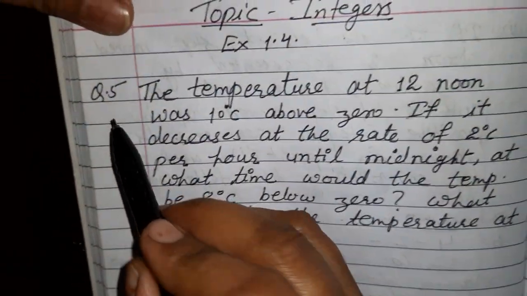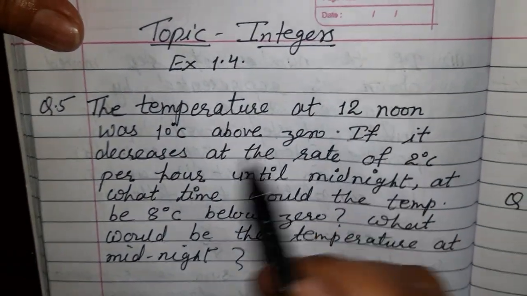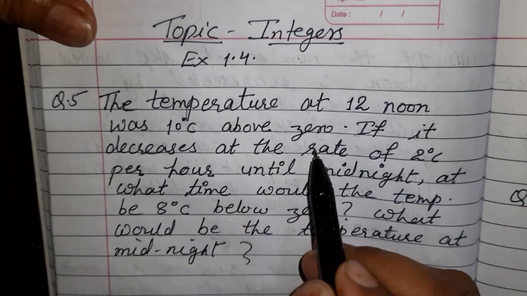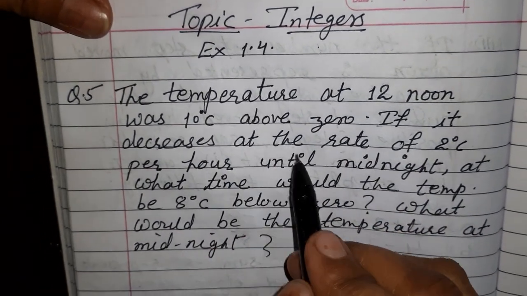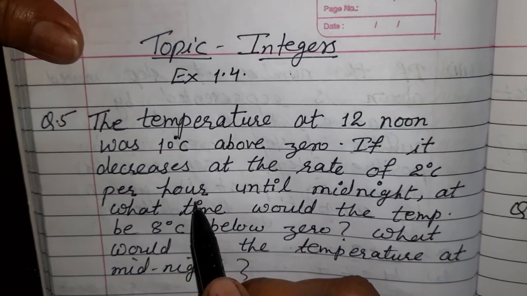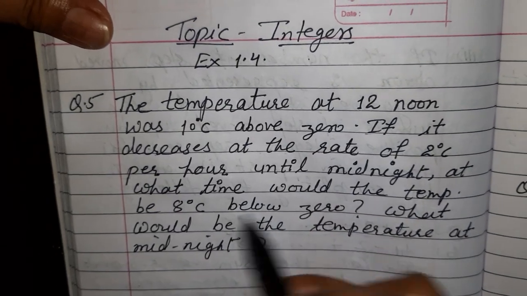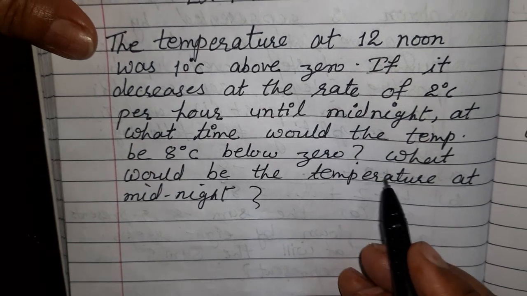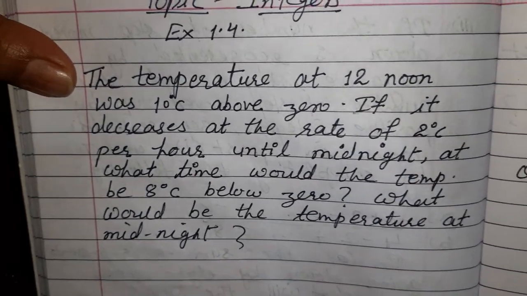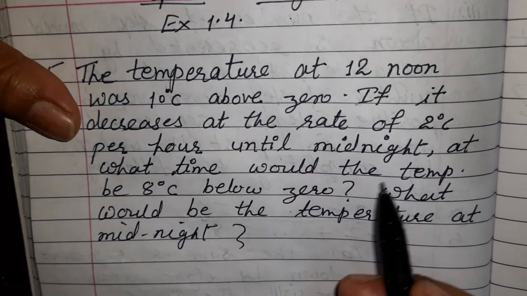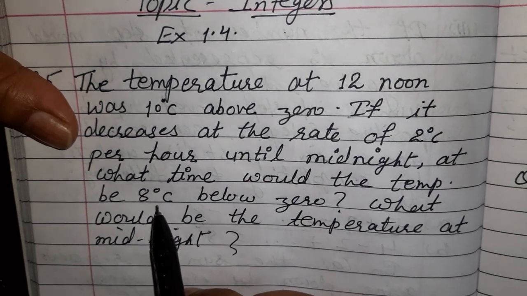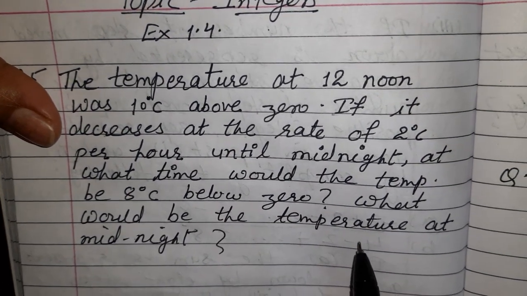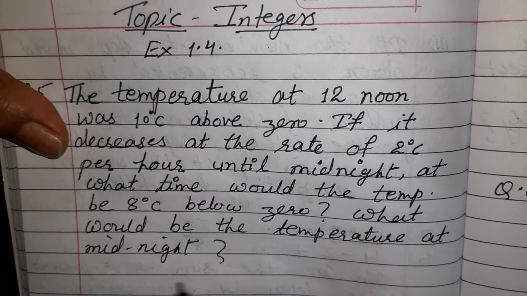Question number 5. The temperature at 12 noon was 10 degrees Celsius above zero. If it decreases at the rate of 2 degrees Celsius per hour until midnight, at what time would the temperature be 8 degrees Celsius below zero? What would be the temperature at midnight? Here two questions are there. First is at what time it will be 8 degrees Celsius below zero, and second is what would be the temperature at midnight.